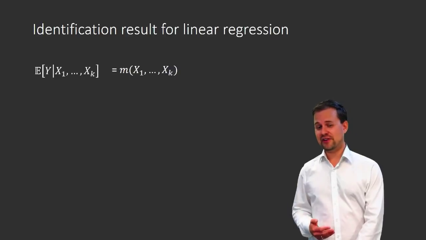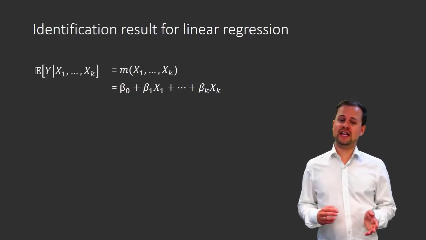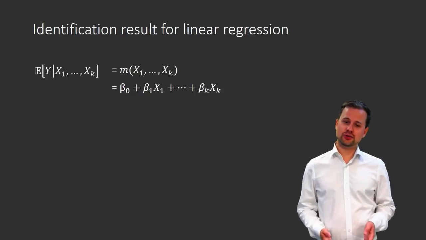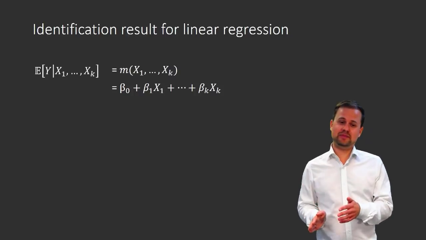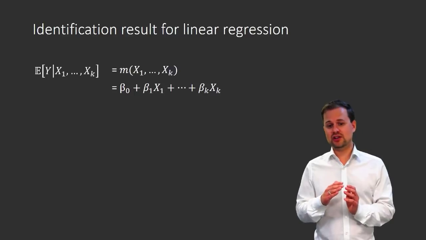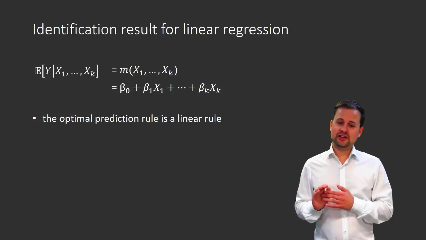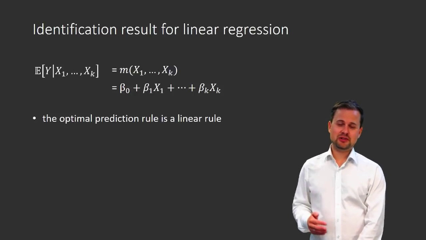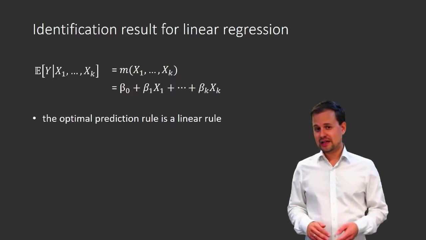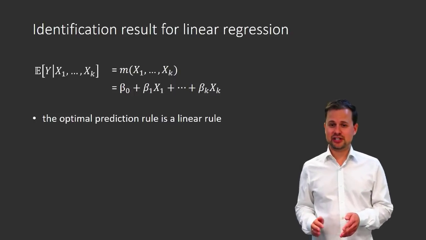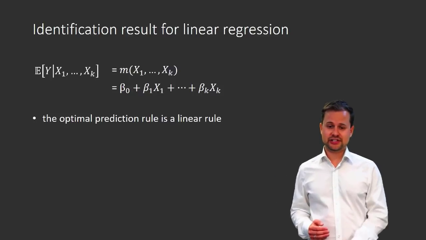Now, about our functional form assumption, ALR 1, we actually know what this function m looks like, and we can write it down like so. This is interesting because it tells us that the optimal prediction of y given the regressors follows a linear rule. So in other words, the conditional expectation is actually equal to a best linear prediction. I haven't talked about best linear predictions yet. I'll have another lecture where I talk more about them.